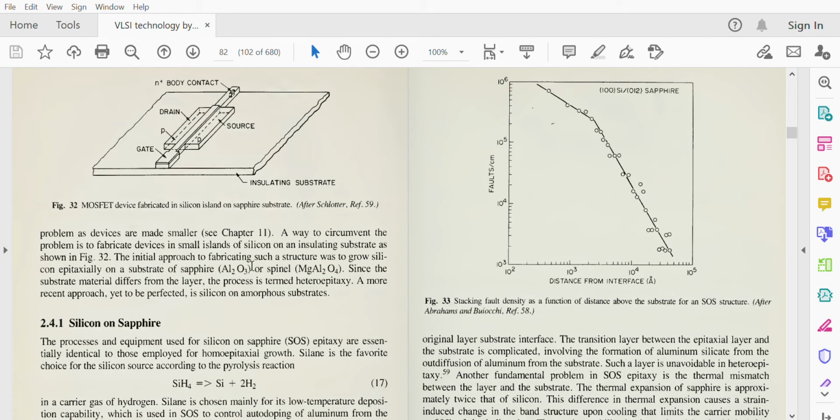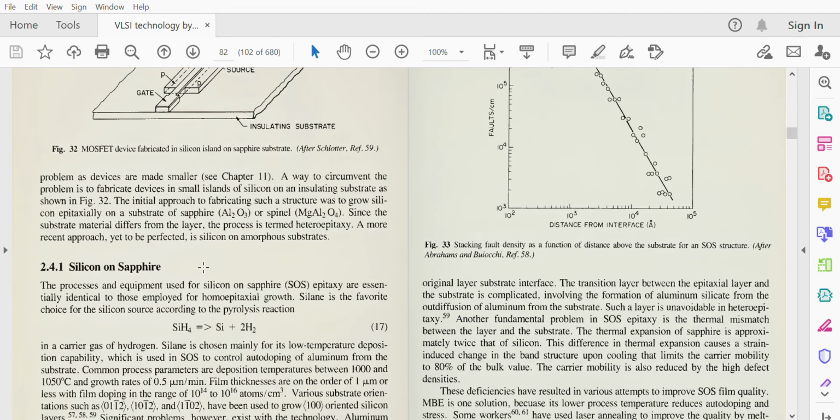The initial approach to fabricating such a structure was to grow silicon epitaxy on a substrate of sapphire, that is aluminum oxide, or spinel MgAl2O4. Since the substrate material differs from the layer, the process is termed heteroepitaxy. A more recent approach, yet to be perfected, is silicon on amorphous substrates.